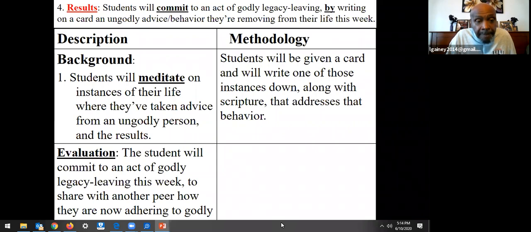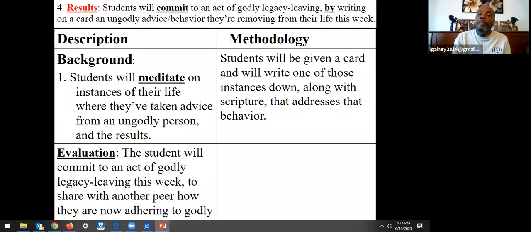The student will commit to an act of godly legacy leaving. In other words, want to leave this for someone else so that they might know to share with another peer on how they are now going to adhere to taking godly advice. So notice after the evaluation, there is no transitioning to the next thing, because this is the end of the teaching. And so what might be your concern at this point?